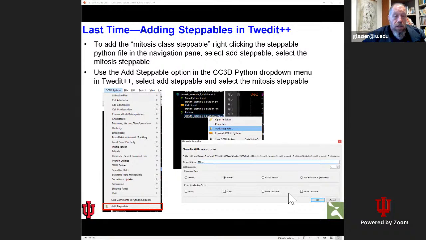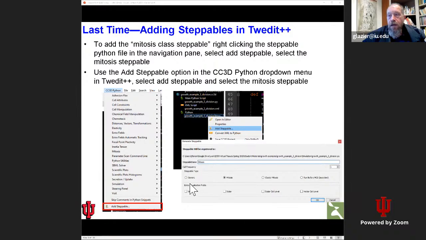When you're using the Twedit in the wizard mode, it's easy enough. You have a button that creates a Mitosis Steppable. If you already have a simulation and you want to add cell division to it, there is this add steppable function that you can invoke in two different ways. And they will automatically then create the placeholder steppable for your division.